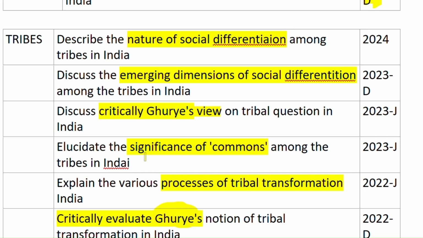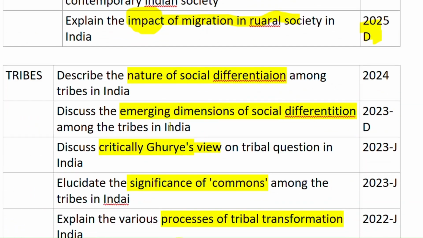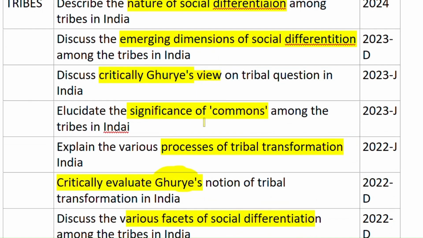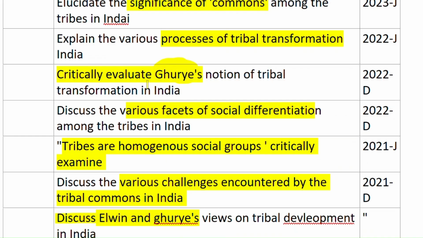Then here, elucidate the significance of commons. We have seen the commons earlier integrated with another topic. Elucidate the significance of commons among the tribes in India. Then explain the various processes of tribal transformation. Nothing, just that social differentiation. Critically evaluate G.S. Ghurye. Discuss the various facets of social differentiation. If you learn about the social differentiation of tribes and G.S. Ghurye's and Verrier Elwin's perspectives, you should be able to address almost all of the questions from this topic.